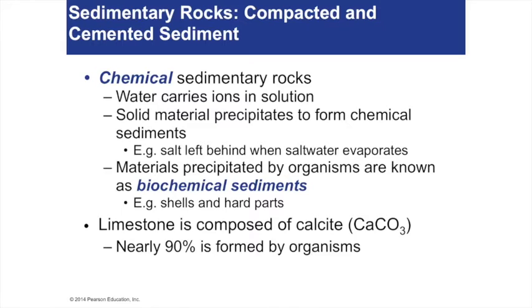We can find rocks made out of calcium deposits left over from seashells. We can find other rocks that have leached out chemically as acids have chemically reacted with other stones. So as some rocks are broken down chemically, they can form other types of chemical sedimentary rocks. So let's look at some of the details.